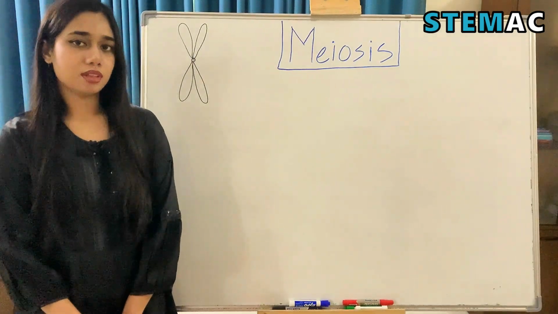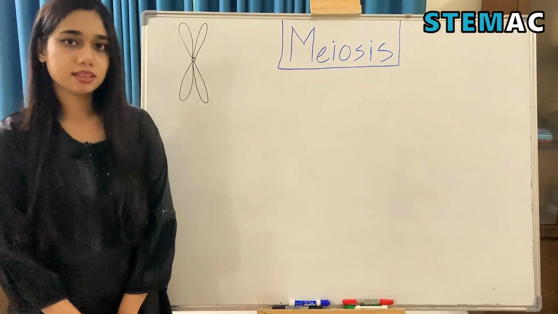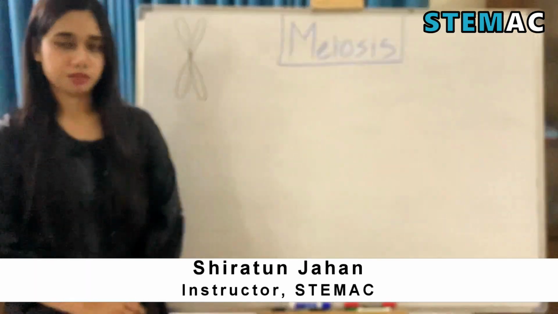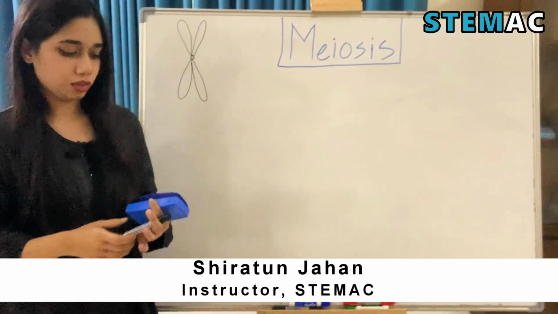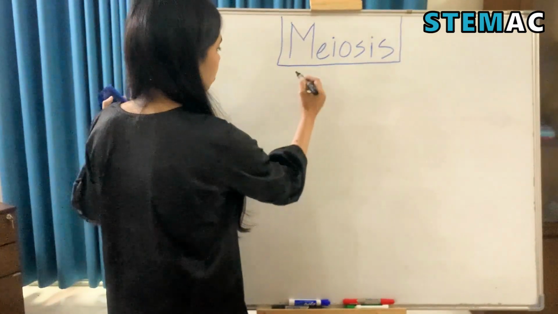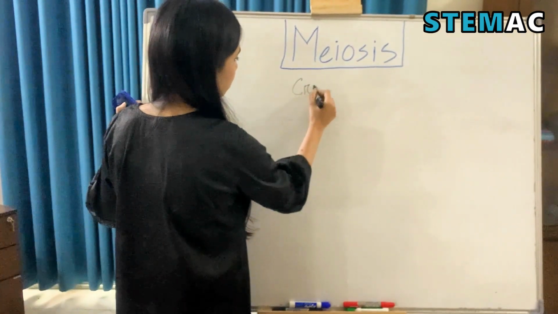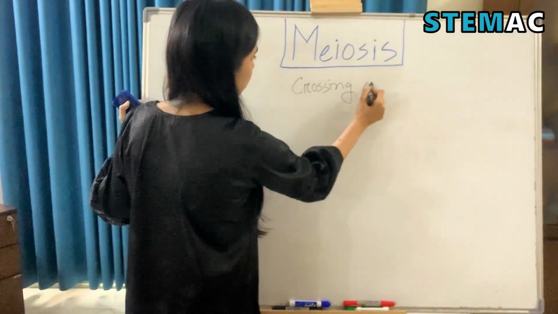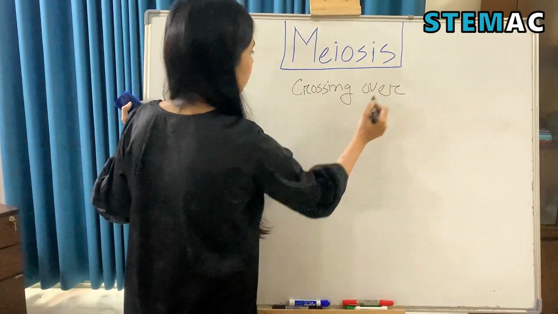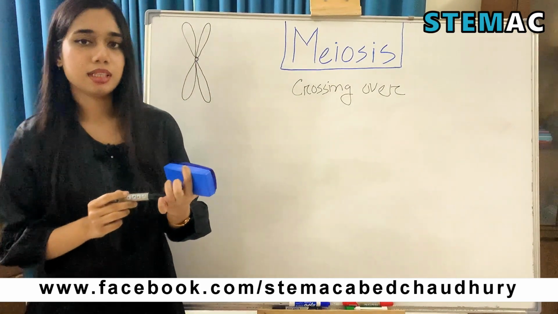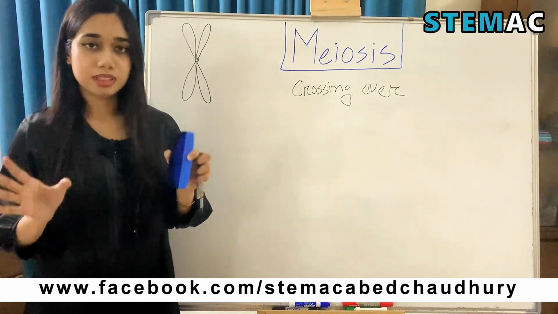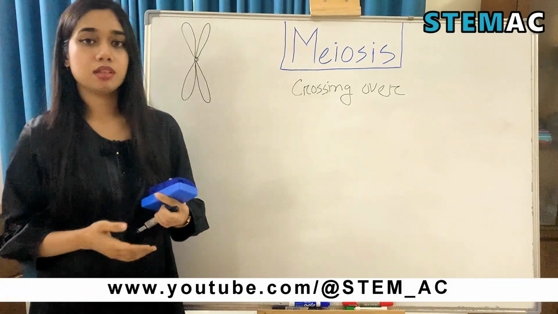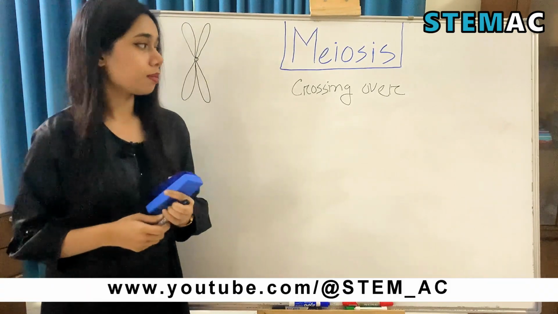Today we're going to learn about meiosis, but before that we are going to learn a bit about crossing over first. So what is crossing over? Crossing over is the exchange of genes between homologous pairs. Now what is a homologous pair of chromosomes?